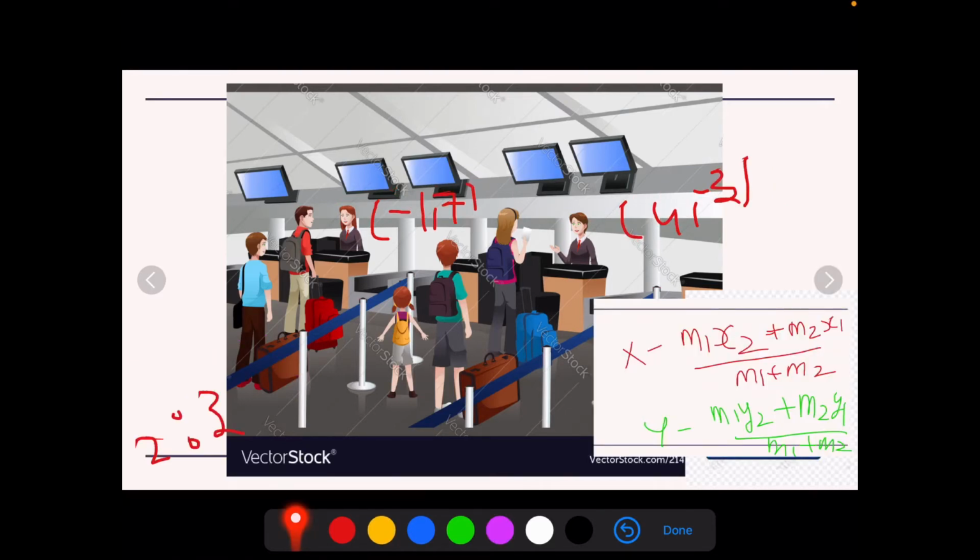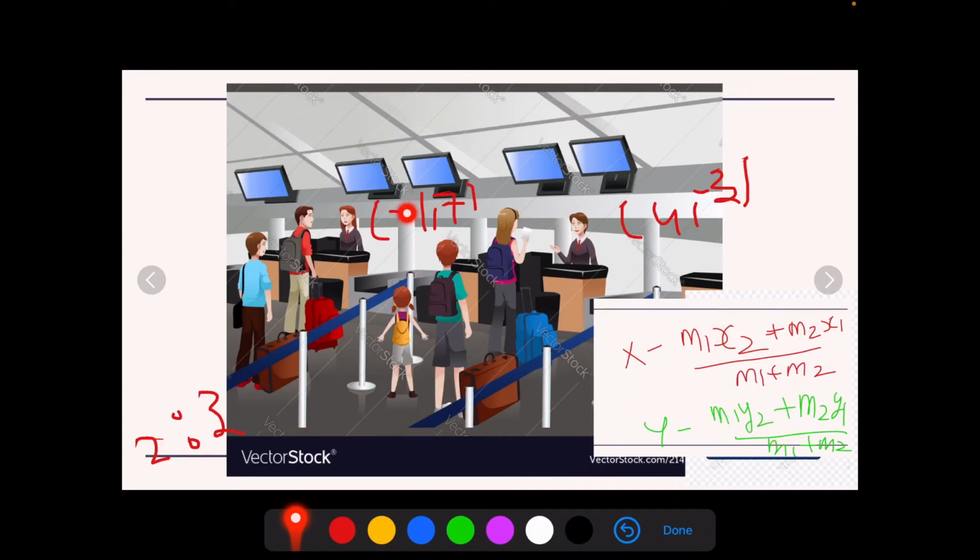We can find the coordinates of the point where the poster has to be placed by the section formula. In order to find the x coordinate, we have the formula (m1 x2 plus m2 x1) divided by (m1 plus m2). And in order to find the y coordinate, we have (m1 y2 plus m2 y1) divided by (m1 plus m2). You must be wondering what the values of m1 and m2 are. They are nothing but the ratio 2:3. 2 is m1 and 3 is m2.